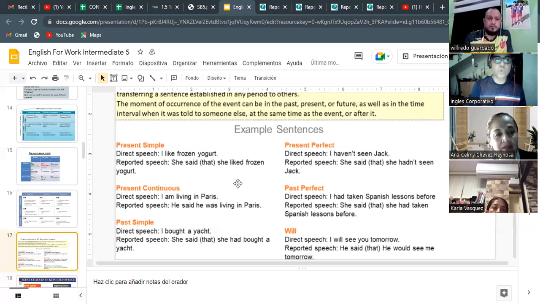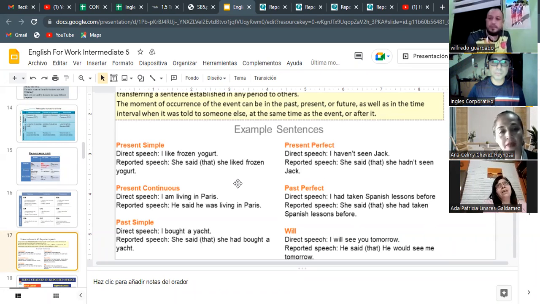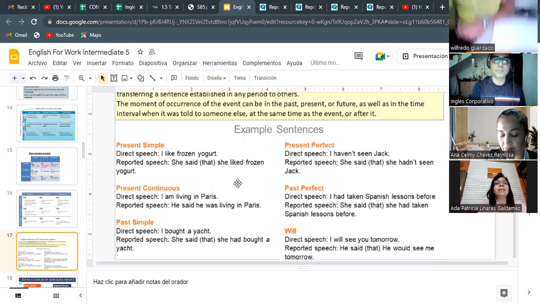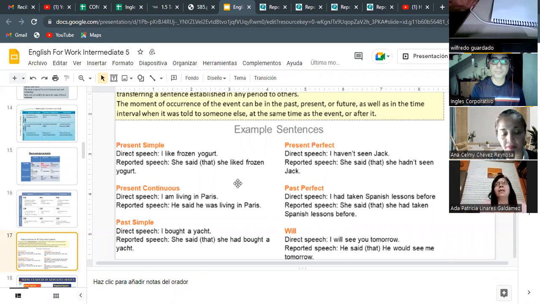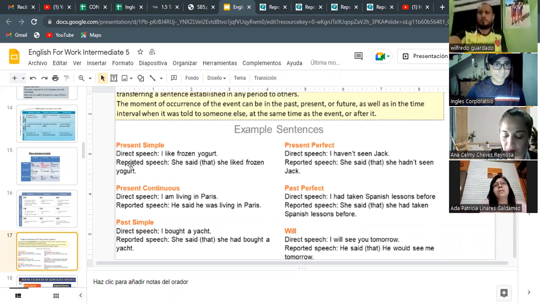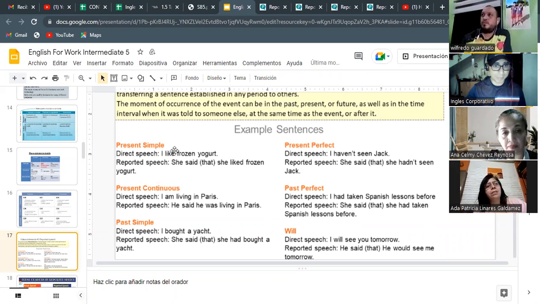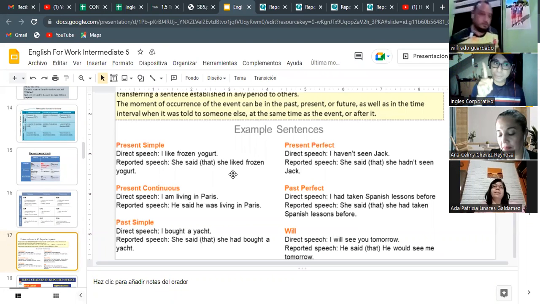Okay, do you have any other question with the first figure? We're going to provide more examples, of course. I know this kind of grammar we need to practice first and check some things, okay? Teacher. Go ahead. Always present simple changes to simple past? Yes, always. If the direct speech is in simple present, the reported speech is going to be in simple past. So that is only the first one.